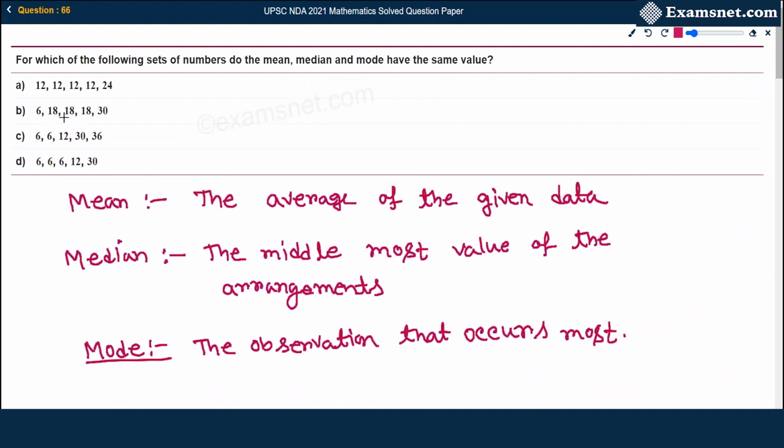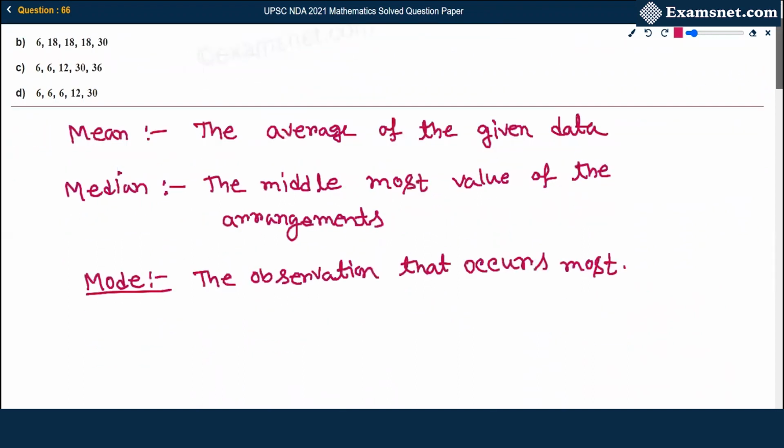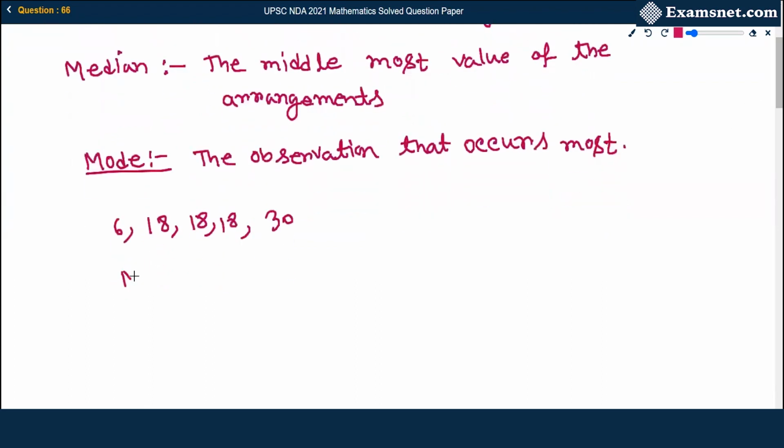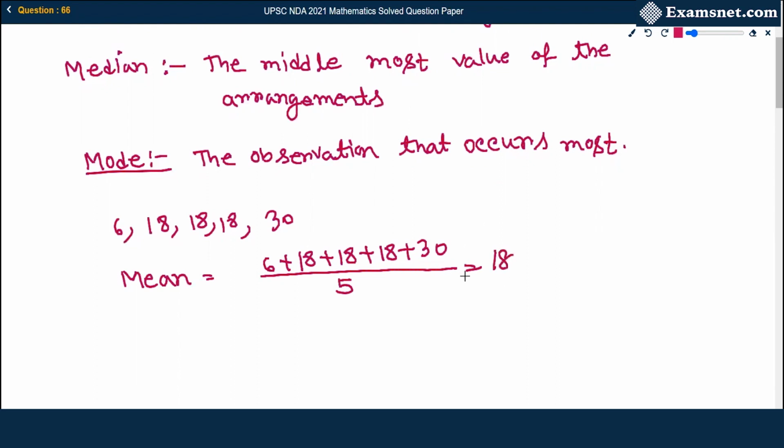So here, first we will check the second option. Option 2 has the observations 6, 18, 10, 30, right? So first let me find the mean of these observations: 6 plus 18 plus 10 plus 30. How many observations are there? 5. So I will get the mean as 18. Okay.